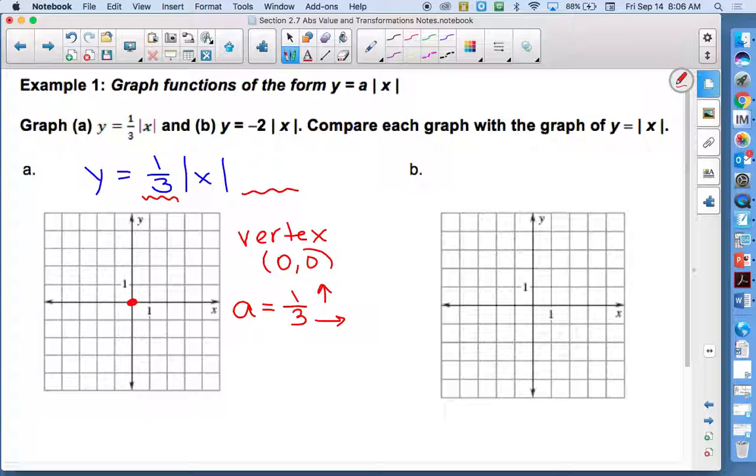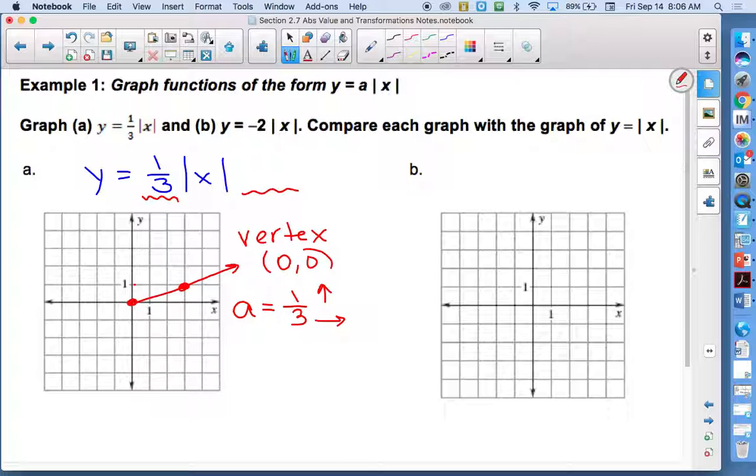So we're going to try that. We're going to go to the vertex. We're going to go up 1, right 3. However, you're supposed to have two lines. And right now, if I connect these, starting at the vertex, connect my points, don't go beyond the vertex because that's where it starts. We have half of it. But we need to get the other half of the V.